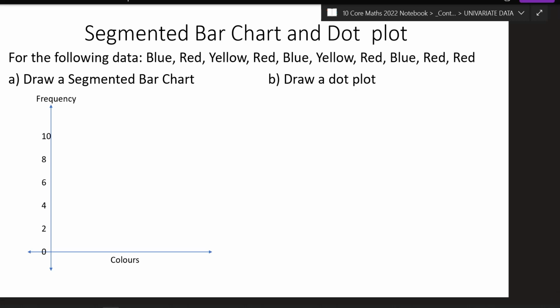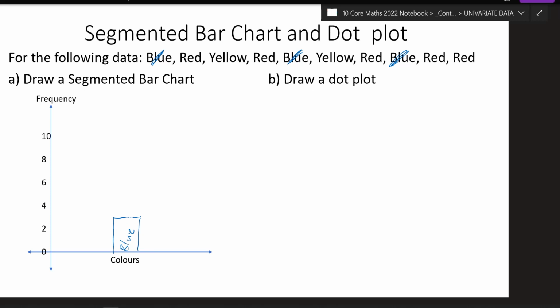Let's start with blue. With blue, I see there's 1, 2, 3. So that means my bar for blue will go up to 3. Try and be as accurate as you can. Segmented bar charts can be a bit tricky to do. So this is blue. And if you want, you can be fancy and say, that's blue. So there's 3 for blue, and it's 3 because it lines up there.